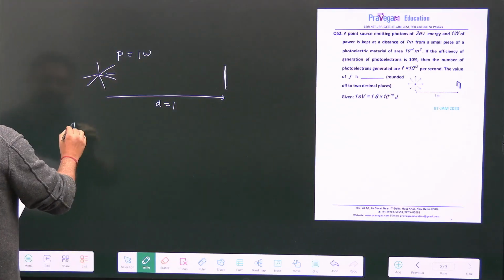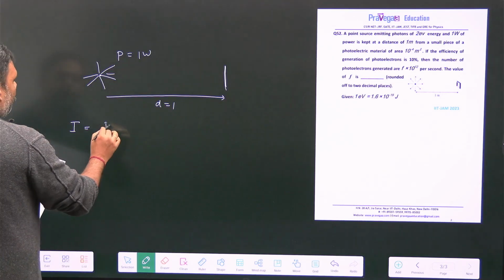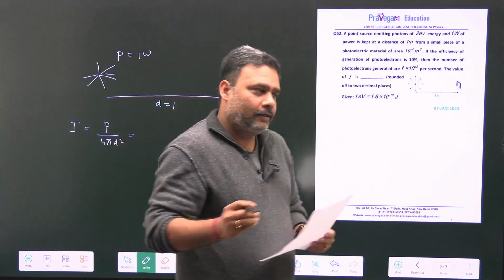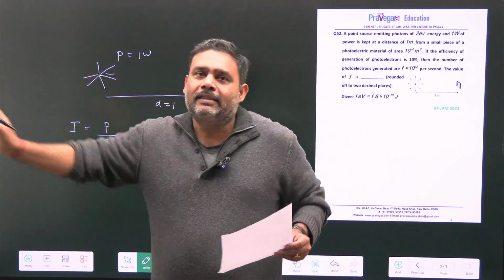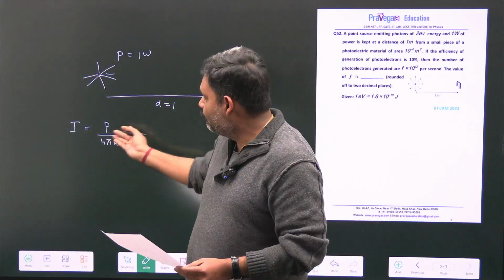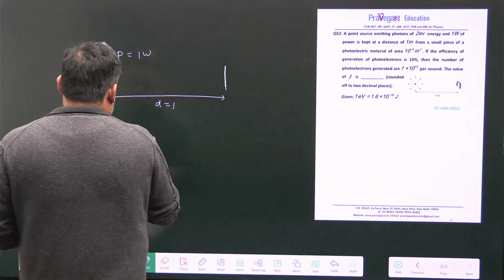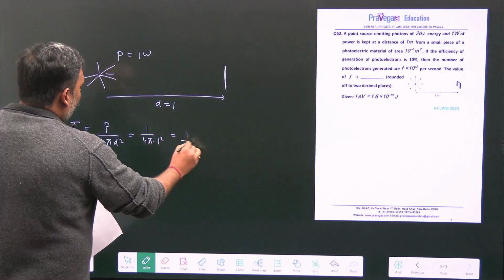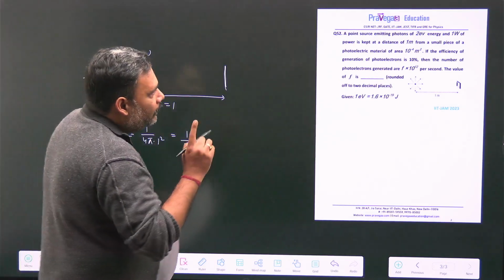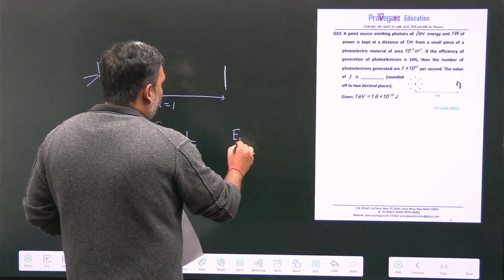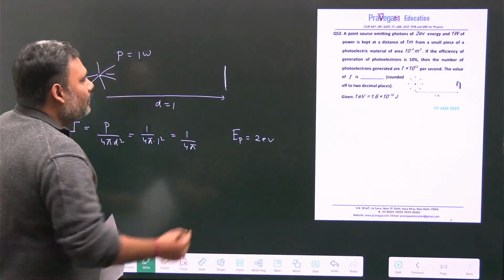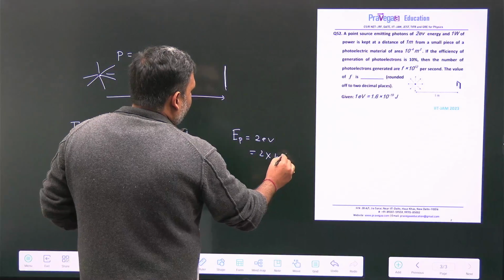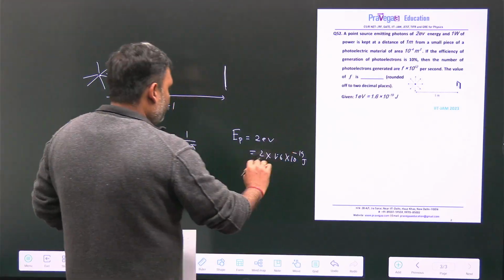Intensity at this point is given by power by 4 pi d square. This is the nature of radiation: when you have a point source, then at distance d it will produce an intensity of power upon 4 pi d square. So this is 1 upon 4 pi into 1 square, that is 1 upon 4 pi. The energy of 1 photon is given as 2 electron volt, and we can easily change it into joule, so this is 2 into 1.6 into 10 to the power minus 19 joule.